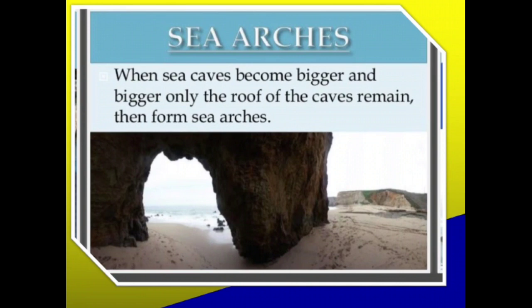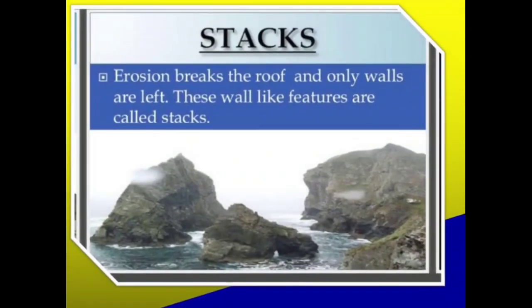Now we are going to discuss the next landform made by sea waves, that is sea arcs. When sea caves become bigger and bigger and only the roof of the cave is left, they form sea arcs. Further, because of erosion, the roof breaks and only walls are left. These wall-like features are called stacks.